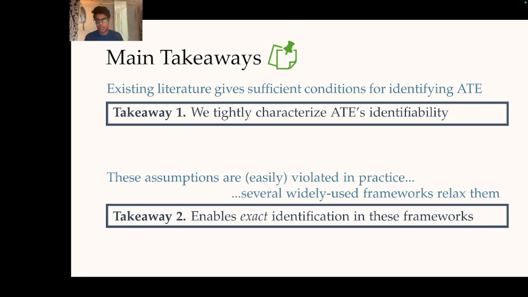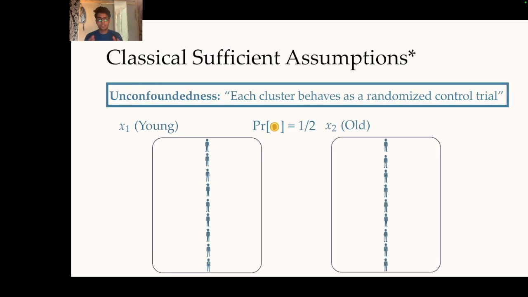In contrast, our results enable the exact identification of average treatment effects in several of these frameworks. So in this sense, our characterization for identifiability of the average treatment effect acts as a bridge between causal inference and learning theoretic tools. So next, let's try to understand what these sufficient assumptions are.